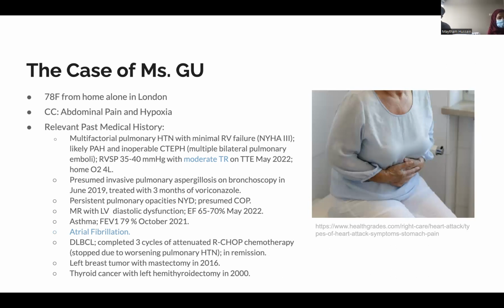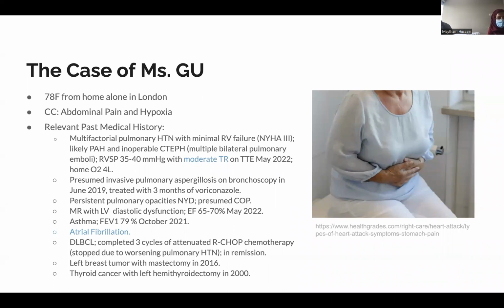She's also noted to have presumed invasive pulmonary aspergillosis, which was noted on bronchoscopy in June of 2019. She was treated with 3 months of voriconazole. Since then, she's had persistent pulmonary opacities, which are presumed to be COP, for which she is on prednisone 30 milligrams once daily, as well as Septra prophylaxis, and she was compliant with this prior to her presentation to hospital. On her May 2022 echo, she was noted to have MR with LV diastolic dysfunction and a preserved EF of 65 to 70%. She also has asthma with an FEV1 of 79% noted on PFTs in October 2021.